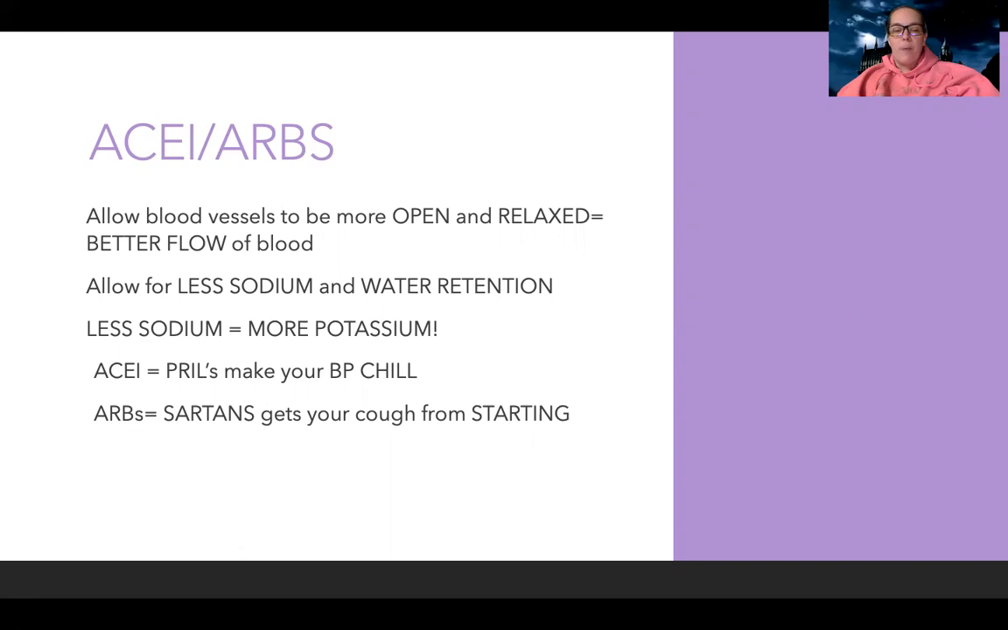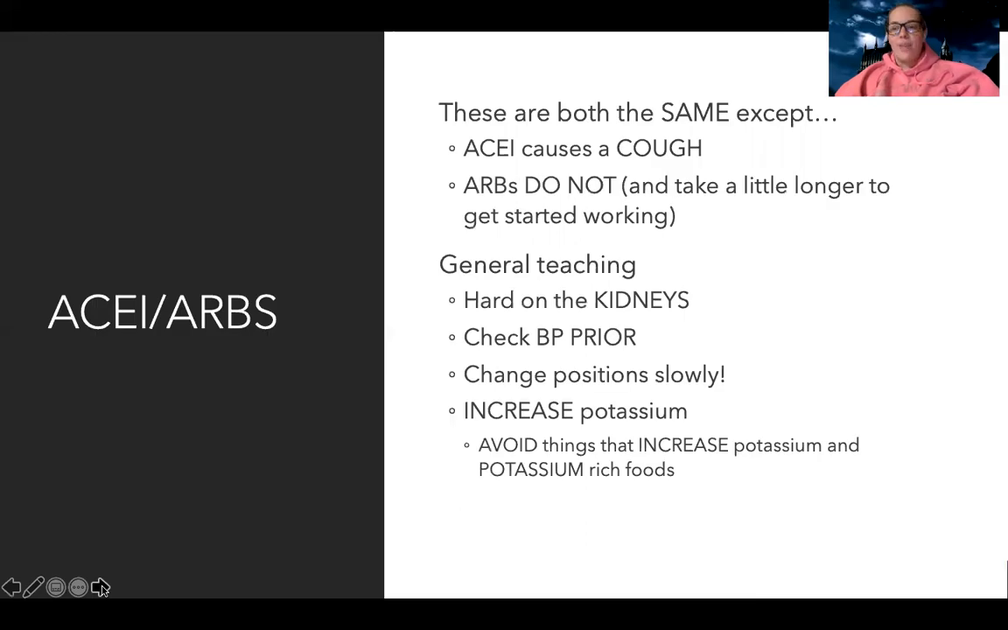And so I have my mnemonics. ACE inhibitors all have pril in the name. Prils make your blood pressure chill. You like it? And then ARBs are sartans, and the sartans get your cough from startans. I always love my little mnemonics. They help me remember them, because trust me, teaching these in the beginning was a challenge. I was like, wait, which one is this? When you're not seeing these medications every day, it definitely changes your perspective.